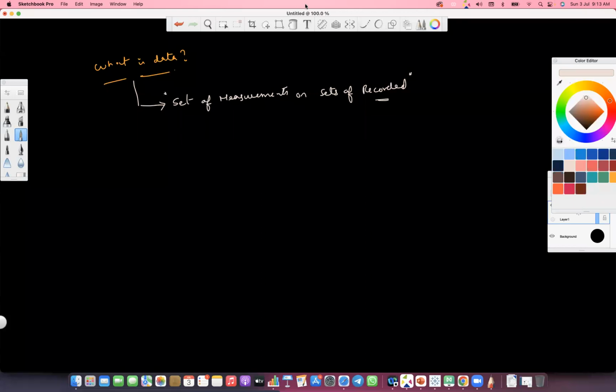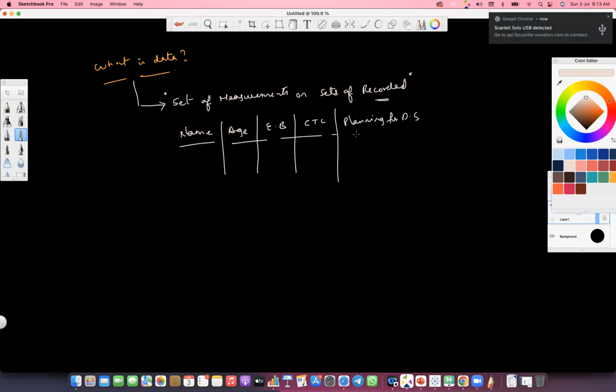For example, here I'm able to find somewhere around 50 people, and I want to understand about you people. So the set of measurements we collected is a psychology test. Let's imagine your name, your age, your educational background, your current CTC, or within how many months you are planning for data science. In this way, we are trying to collect the set of measurements.